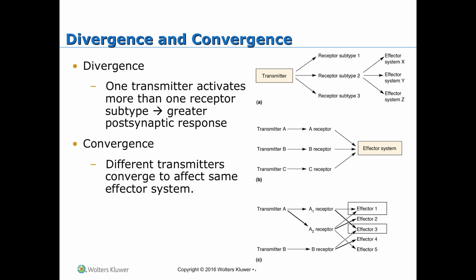So the process of divergence and convergence is readily apparent in these neurotransmitter systems, where in the instance of divergence, one transmitter is able to activate more than one receptor subtype, allowing for a greater postsynaptic response to occur. Whereas convergence is where you have different transmitters converging to affect the same sort of effector system. So numerous transmitters affecting respective receptors affecting a system, whereas in divergence you have transmitters that can affect different subtypes going off to form a greater postsynaptic response by affecting other systems.